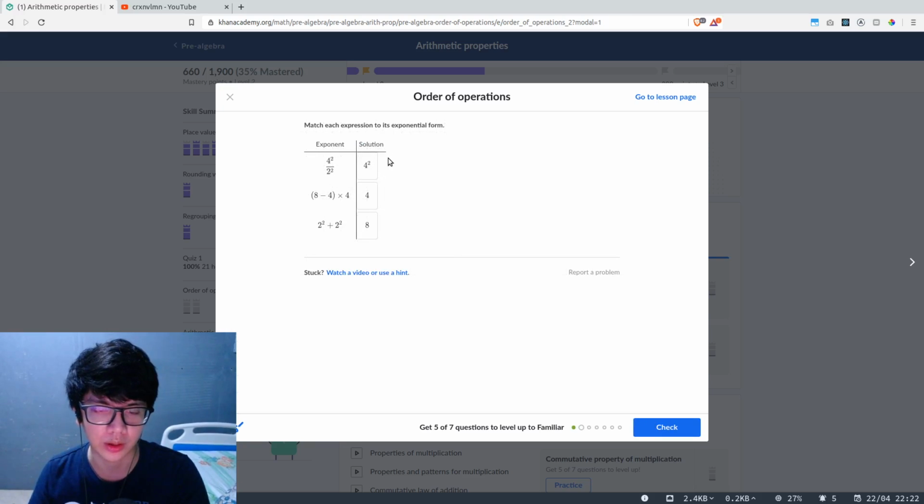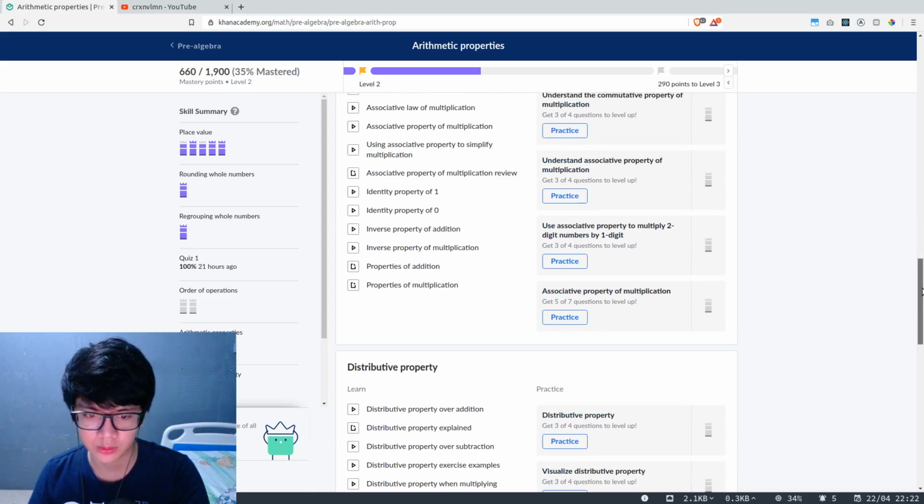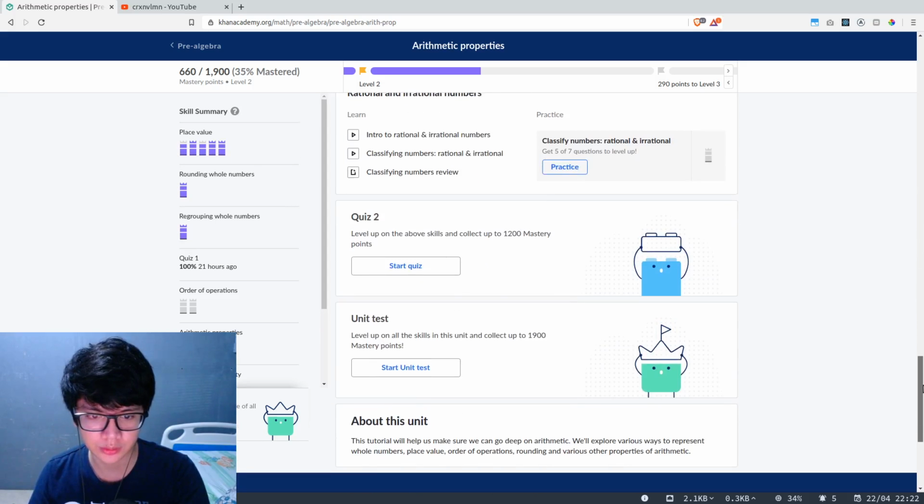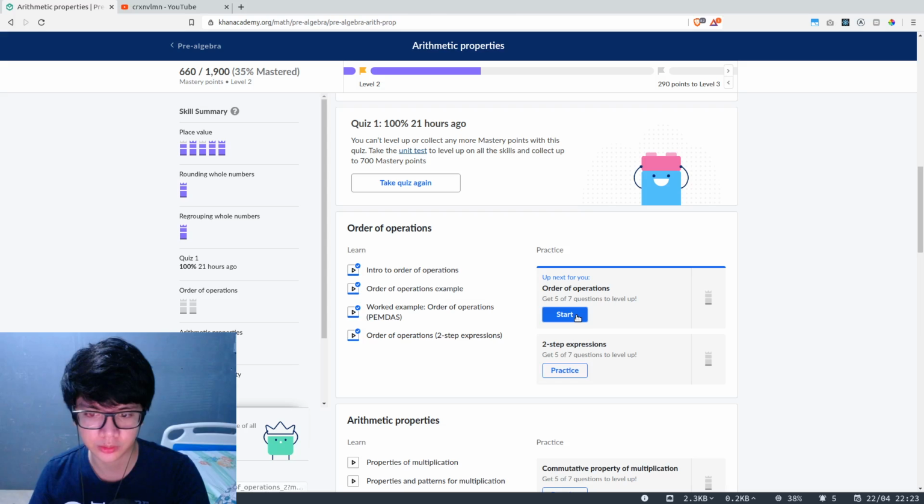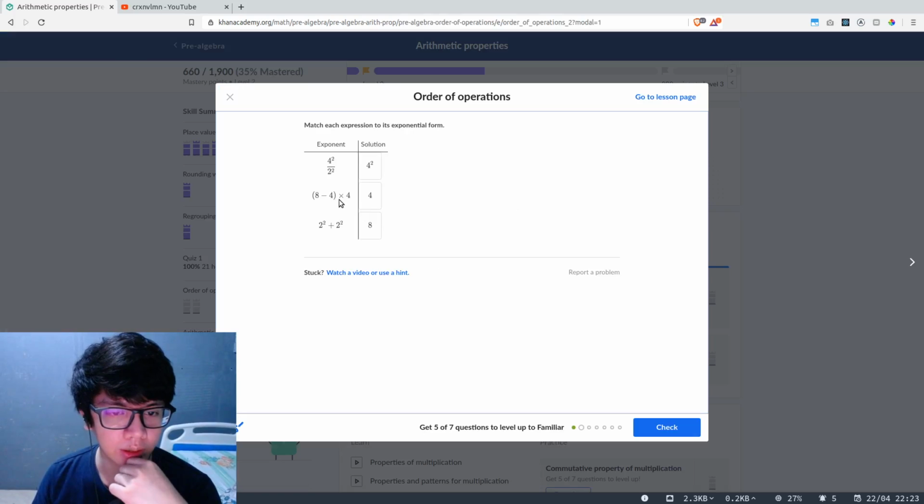Match expression to its exponential form. Yo, why do we have exponents, man? You haven't going to teach me that? No? Okay, cool. Okay, so this 8 minus 4 times 4 is 16. And then I guess this is 16. It's going to be 4 plus 4, 8. Okay, let's kind of cancel each other. No. Oh, this is 16, this is 4, okay.